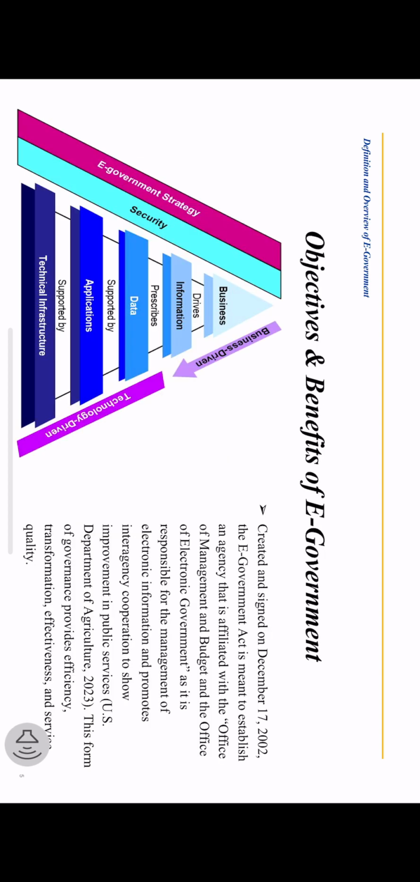Objectives and benefits of e-government. Created and signed on December 17, 2002, the e-government act is meant to establish an agency that is affiliated with the Office of Management and Budget and the Office of Electronic Government, as it is responsible for the management of electronic information and promotes interagency cooperation to show improvement in public services. This form of governance provides efficiency, transformation, effectiveness, and service quality. To your left is a pyramid diagram that demonstrates a breakdown of the e-government strategies, the processing of security, and how they plan to apply a variety of information to technology.